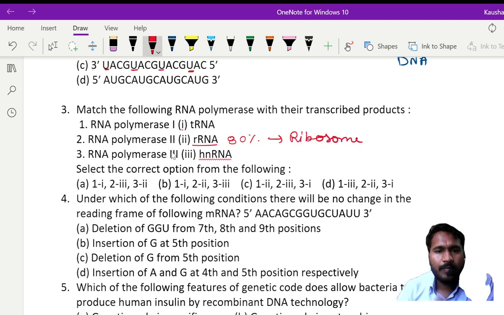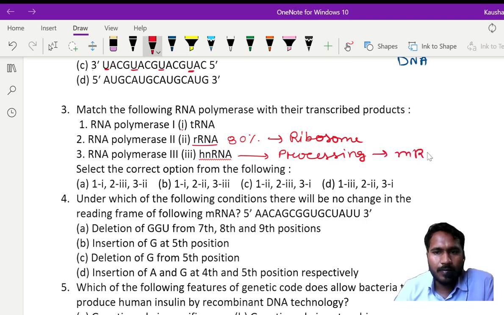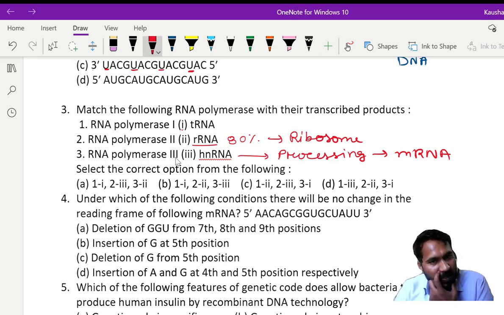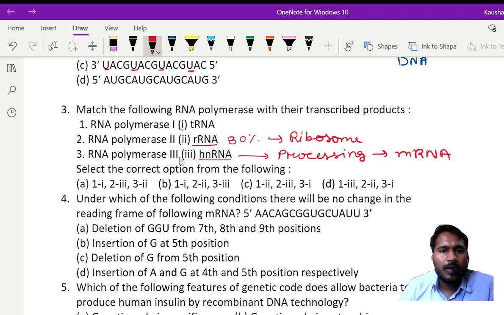Next is RNA polymerase 2. It is going to form hnRNA, and further after processing, it will give mRNA. Got it? Now tRNA will be produced by polymerase 3. So it is also producing the tRNA and 5S rRNA also, and snRNA also. So okay, we'll see the matches.